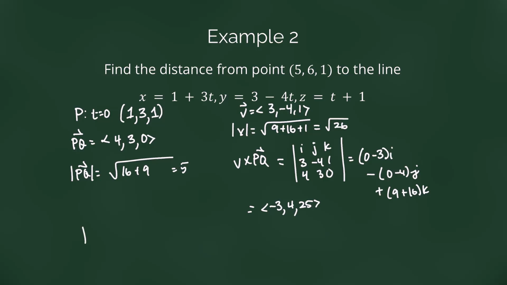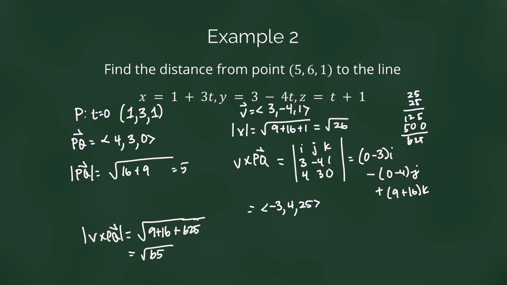So the magnitude of v cross PQ is going to be the square root of 9 plus 16 plus, yikes, 25 squared, which I think is 625, but I'm going to check my math because I'm not 100% certain that's true. Yeah, 625. Whoa, 625. So we get that that is the square root of 650.